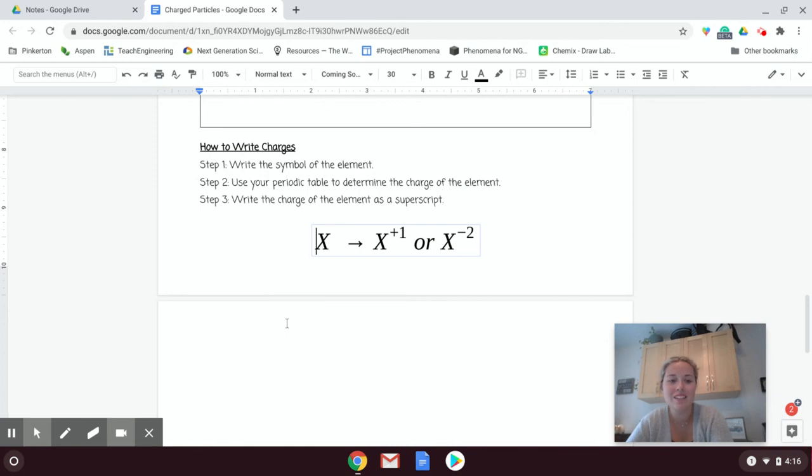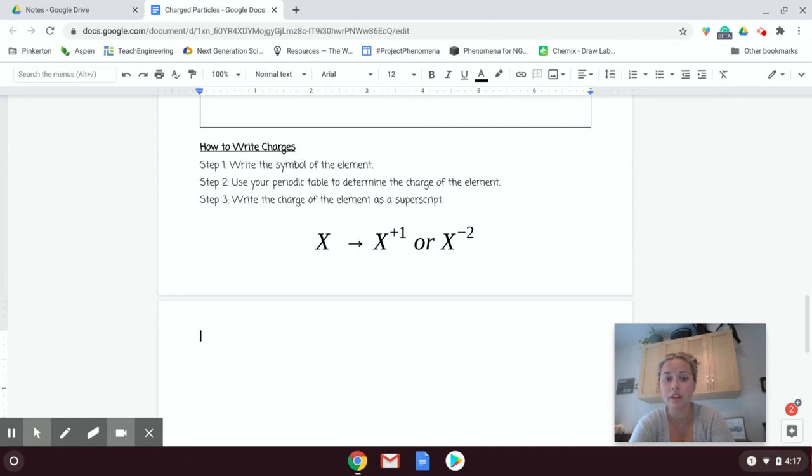Anyways, you're going to write the symbol of your element, and then you're going to use your periodic table to determine the charge. So again, going back to that coloring the periodic table video I made that some of you did in class, but some of you may have done outside of class, or you didn't do it at all. If you didn't do that yet, you should probably do that. It will make your life a lot easier. Just saying.